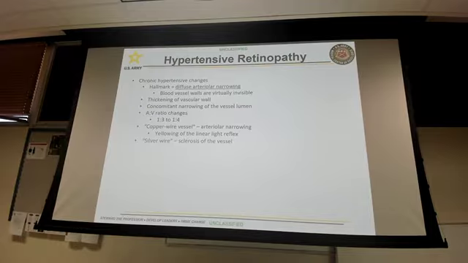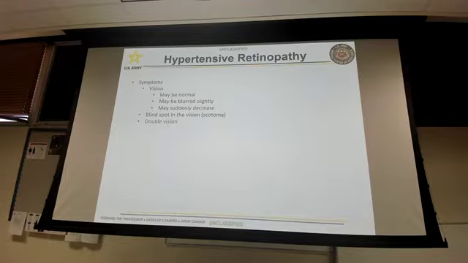You can have some copper wiring of the vessel. So when you're looking at it with that light that's bouncing off of that vessel, there's this yellowish color to it. And you can also have what we call silver wiring. So there's sclerosis of the vessel. The symptoms will vary depending on the severity of the retinopathy. Vision can be normal and can range to a sudden decrease in it. You can have scotoma, so blind spots forming, and then for some patients, even double vision, or diplopia.